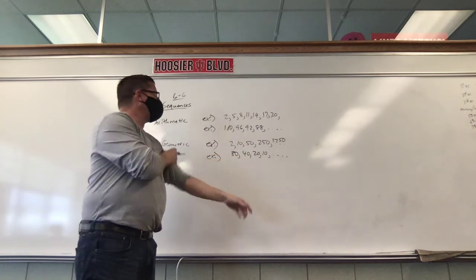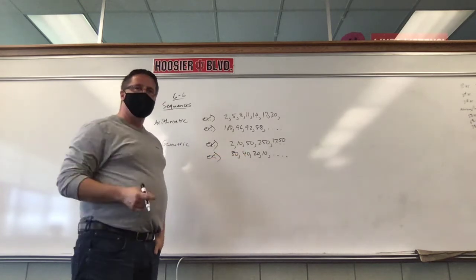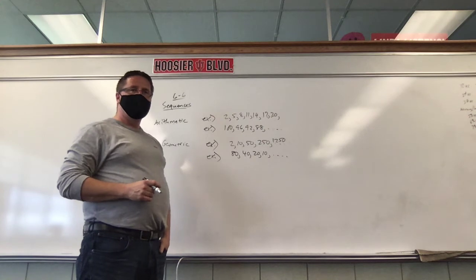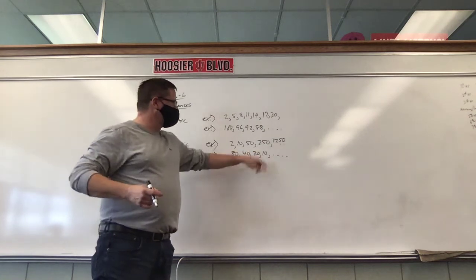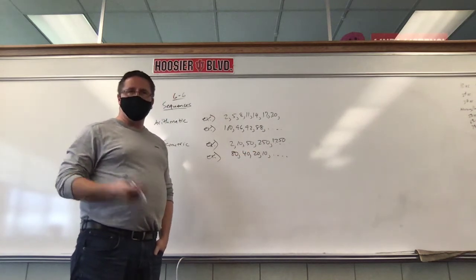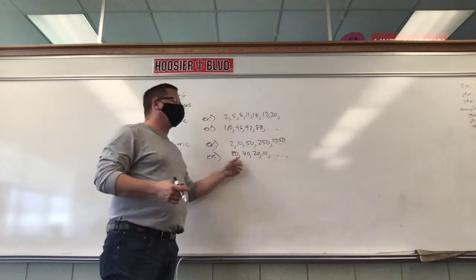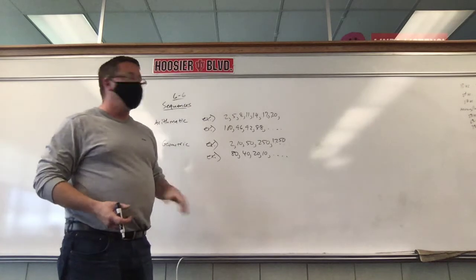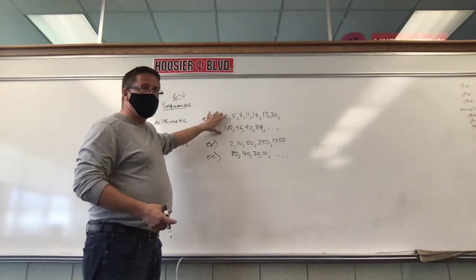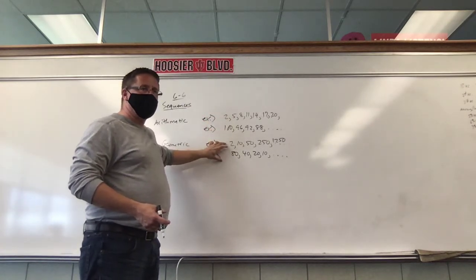So what's another way of going from 80 to 40? Dividing by 2. So what comes after 10? 5, and then 2.5, and so forth, okay? So geometric, you're either multiplying or dividing by the same number every time. Arithmetic, you're adding or subtracting. Geometric, you're multiplying or dividing, okay? That's what you need to get.